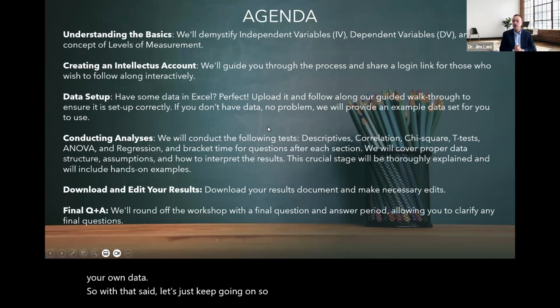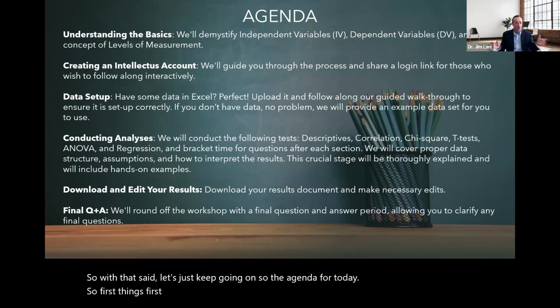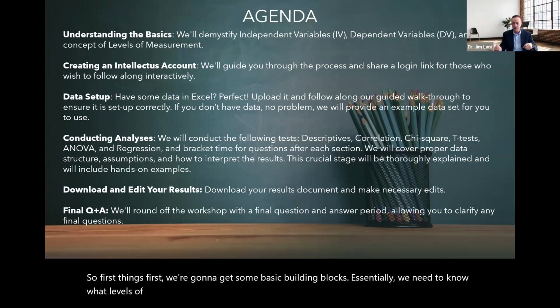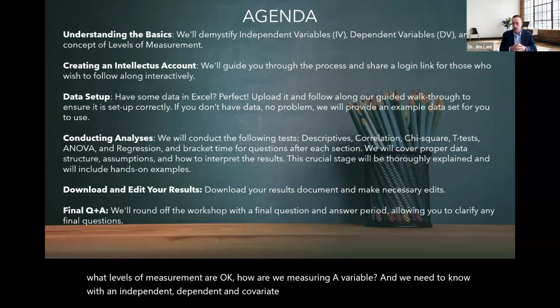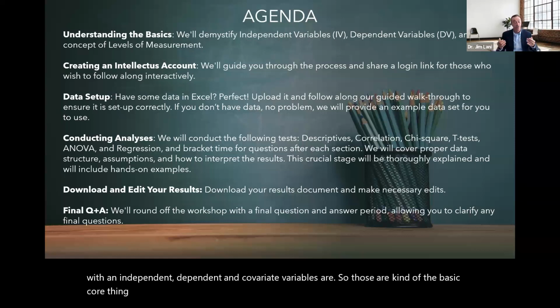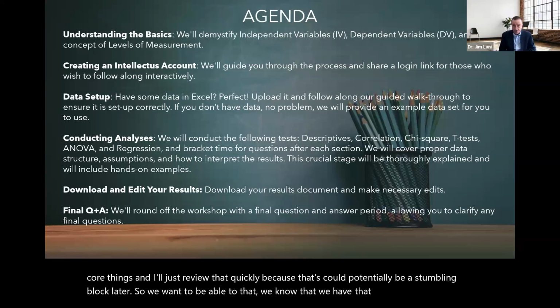So the agenda for today. First things first, we're going to get some basic building blocks. Essentially, we need to know what levels of measurement are. How are we measuring a variable? And we need to know what the independent, dependent, and covariate variables are. Those are the basic core things, and I'll review that quickly because it could potentially be a stumbling block later. So we want to know that we have that down.